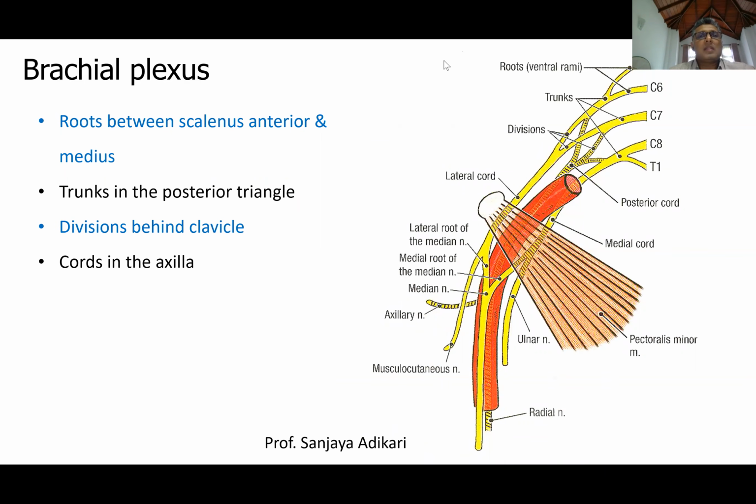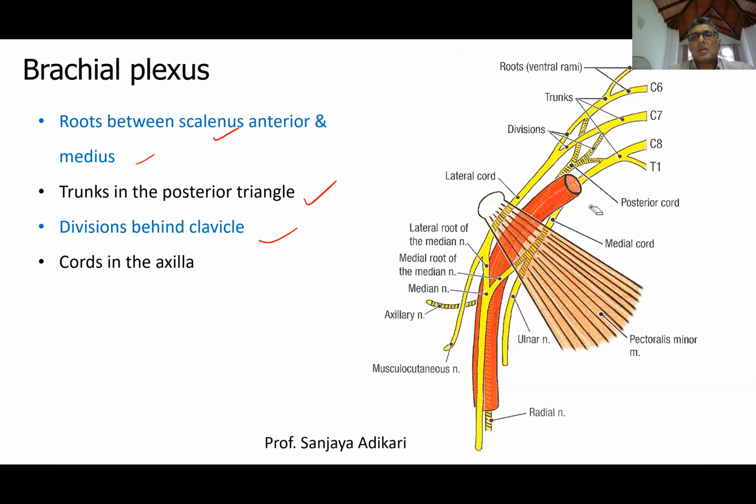lie between the anterior and middle scalene muscles, scalenus anterior and scalenus medius muscles. So that is in that area. Scalene muscles are in that area. Then the trunks lie in the posterior triangle, and the divisions lie behind the clavicle. So if you draw your clavicle, it would be like this. Okay. So the clavicle, the divisions lie behind the clavicle.